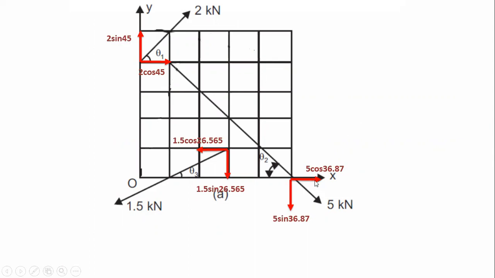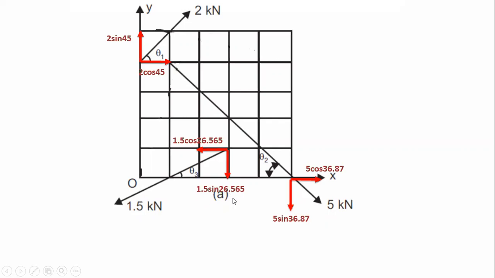Now here theta 2, the opposite angle over here. That's why this component will be 5 cos 36.87 and this one will be 5 sin 36.87. Similarly, here this angle is theta 3, so this side is also cos theta. That's why 1.5 cos 26.56 and this will be 1.5 sin 26.56. These are the resolutions of your forces.